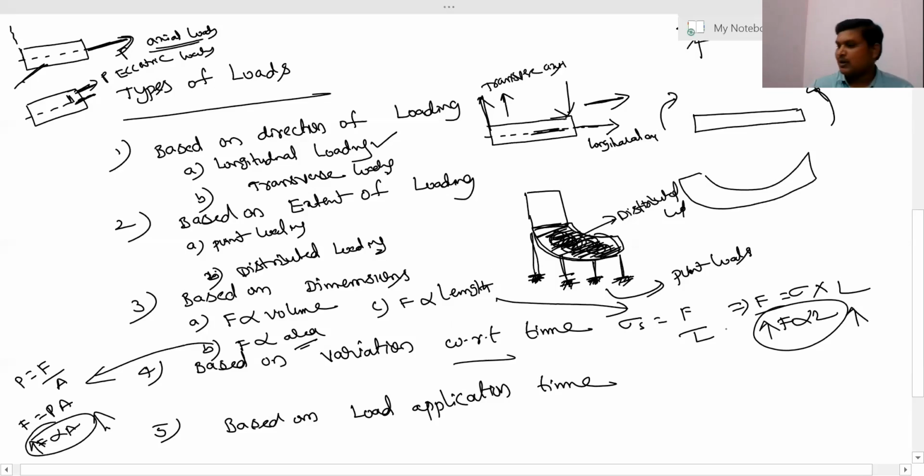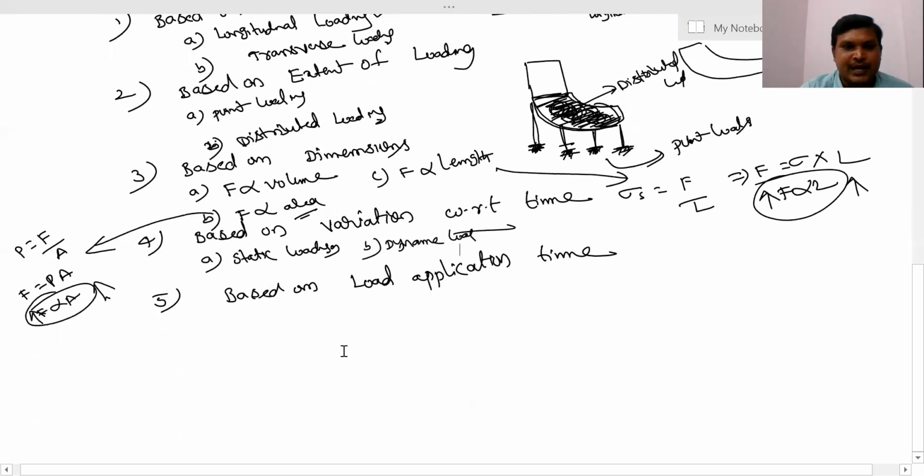And next one, based on variation with respect to time: A, static loading, and B, dynamic loading. So what is meant by static loading and what is meant by dynamic loading? Coming to the static loading, I'm taking a member. I'm taking a member that is constrained like this.